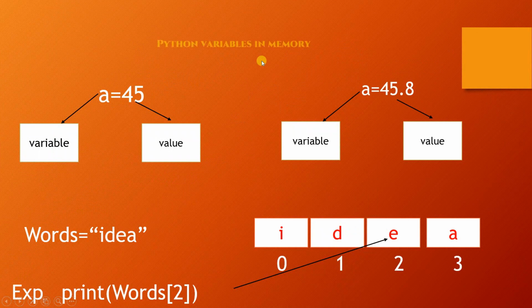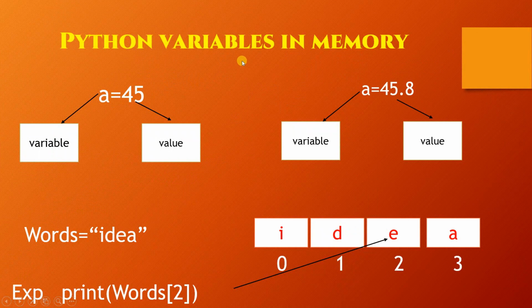Students, you can see the Python variables in memory, like a is equal to 45. As far as mathematics is concerned, is equal to is an assignment operator. a is equal to 45 means the right side value goes to the left side. This is the purpose of the assignment operator. a is a variable and 45 is a value. This is called an integer value.